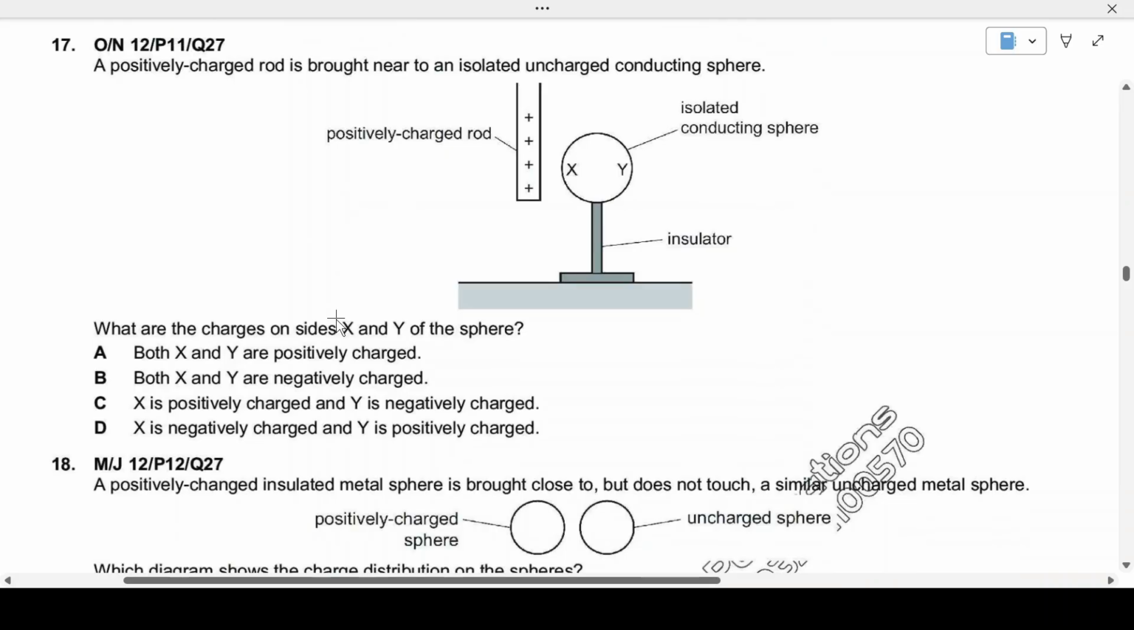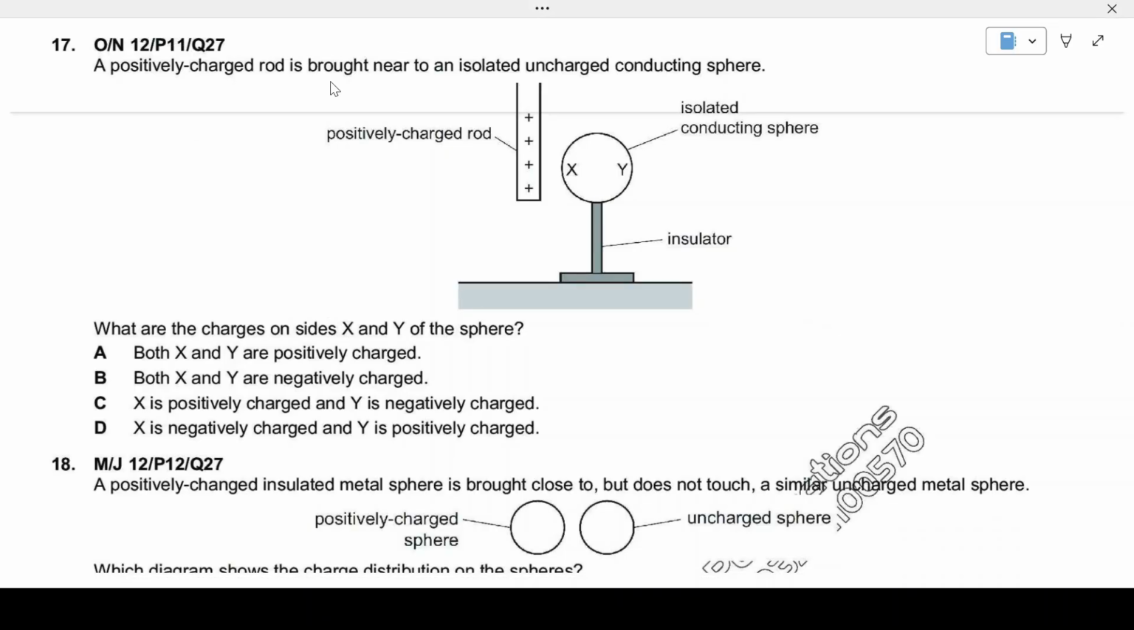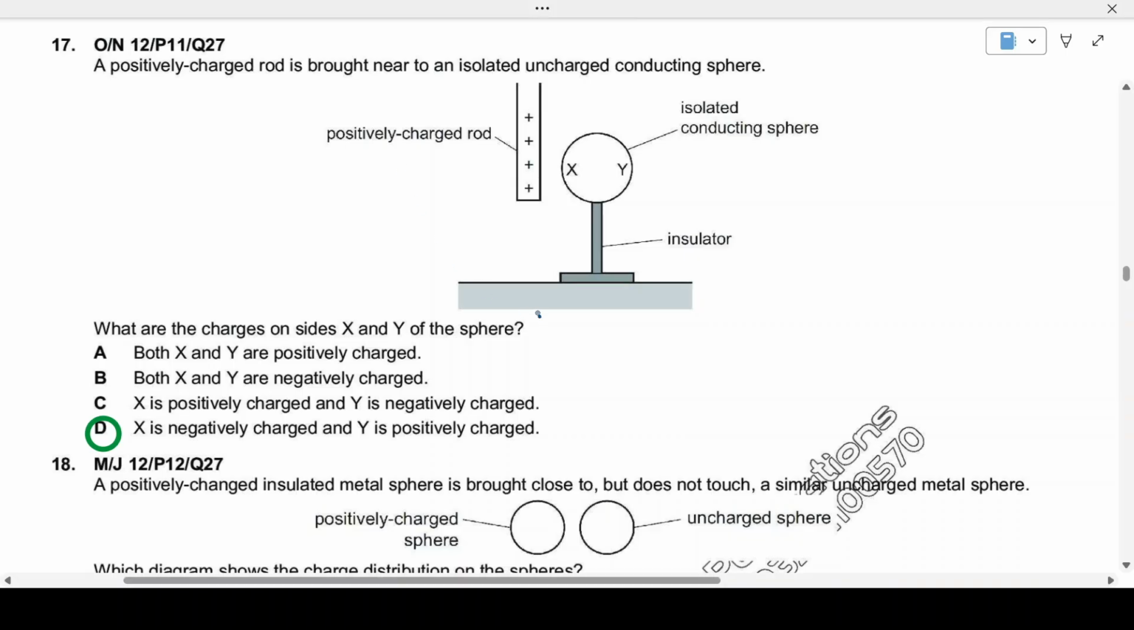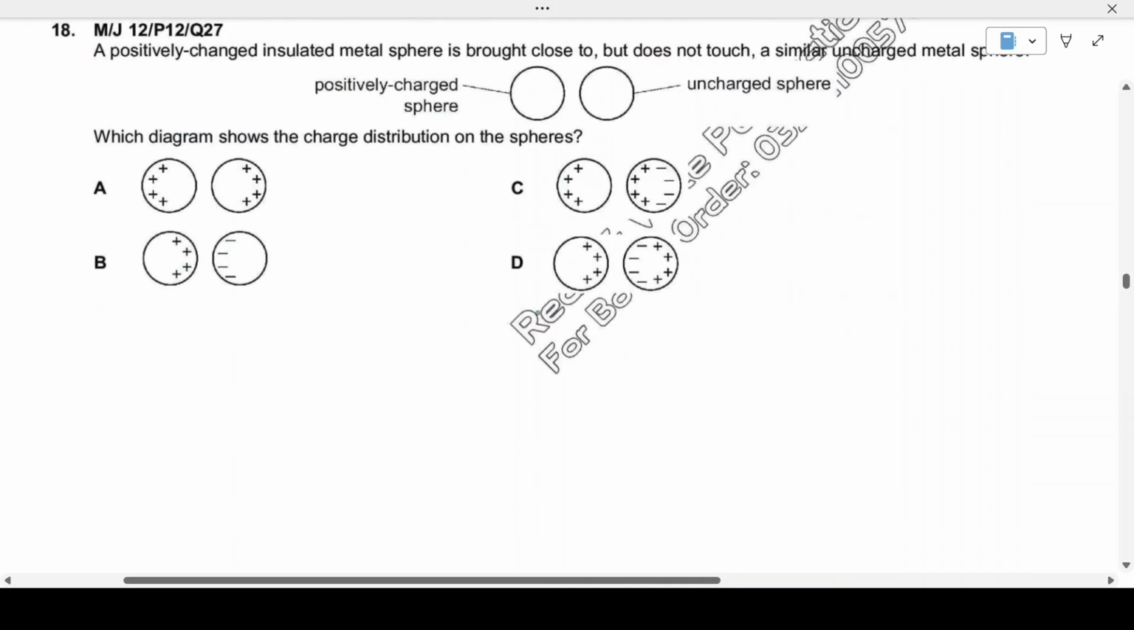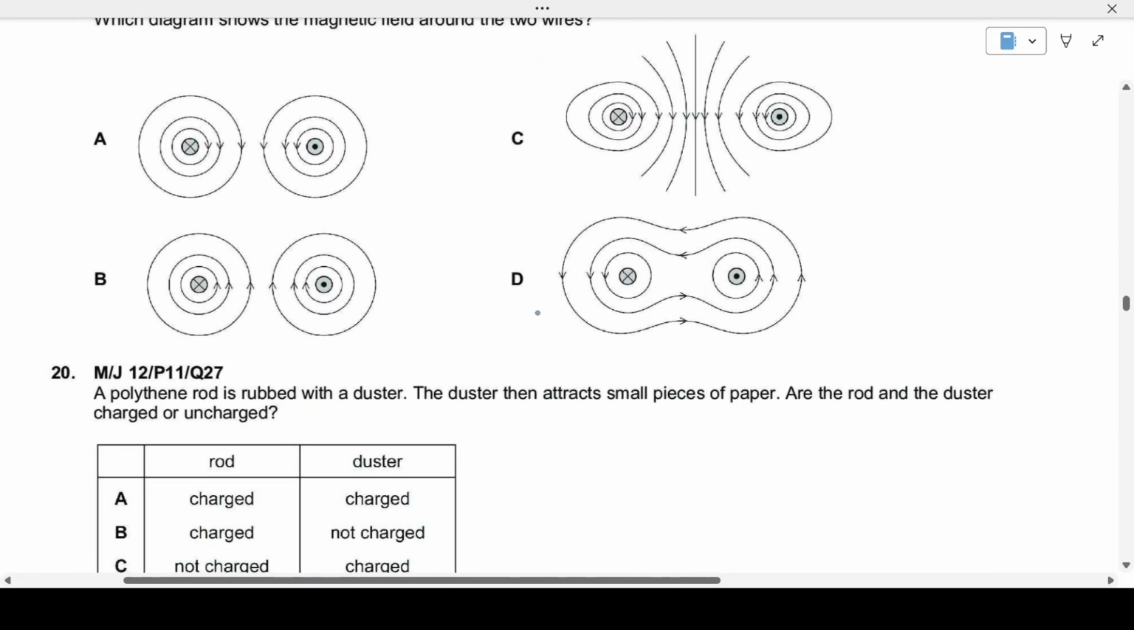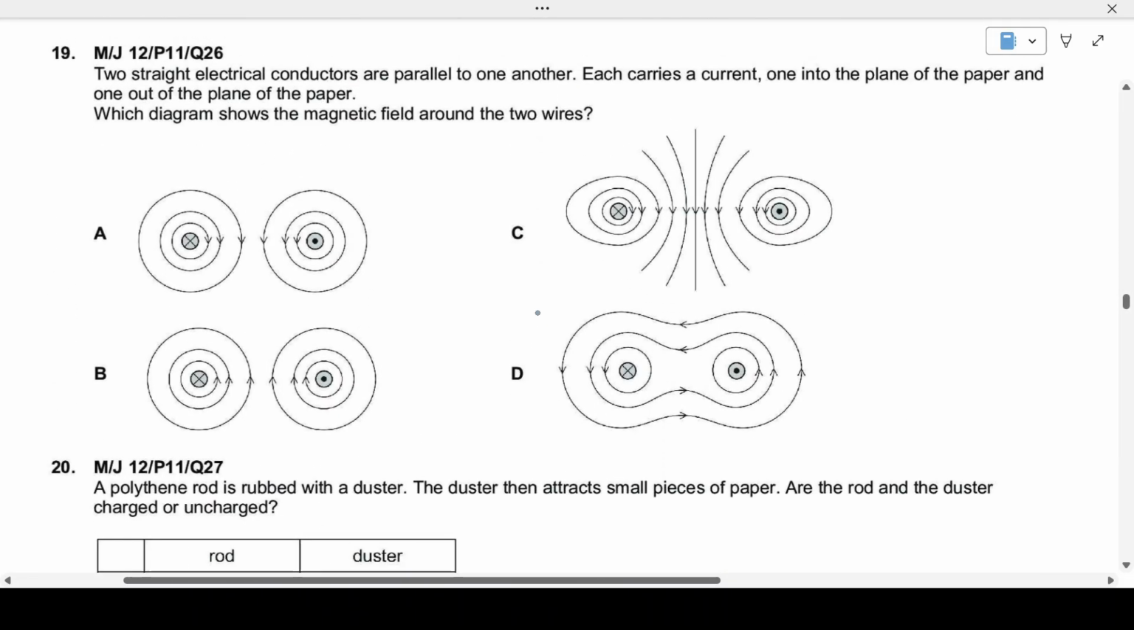Let's take a look at this one, which was done already. Question number 17, I think D was the answer, because X will have negative and the other side Y will have positive. Yeah, 18 also done. This one, which diagram shows the magnetic field? Okay, magnetic field not done yet.